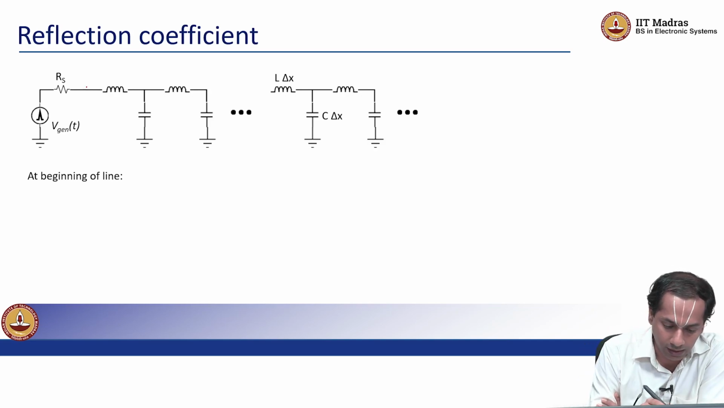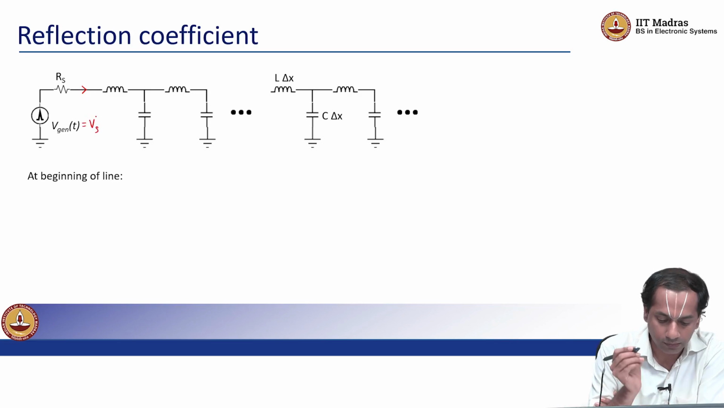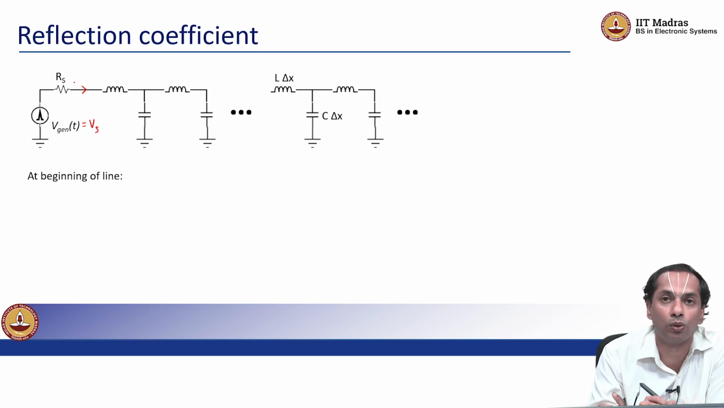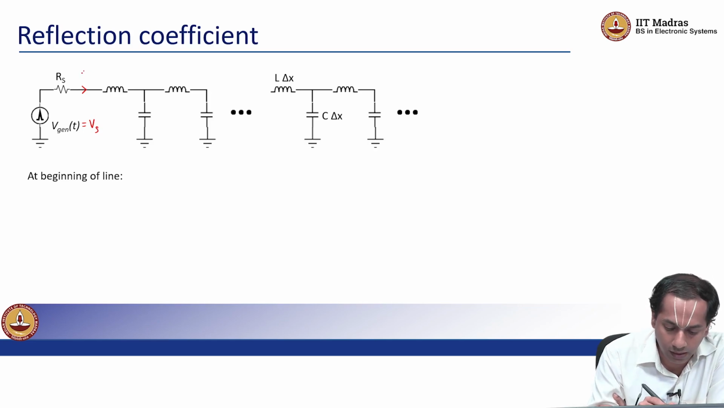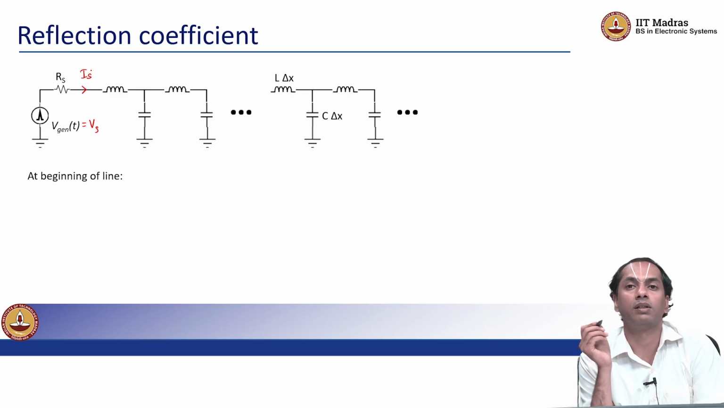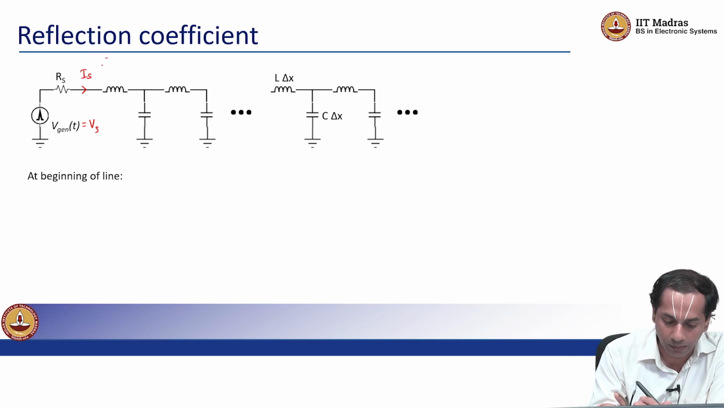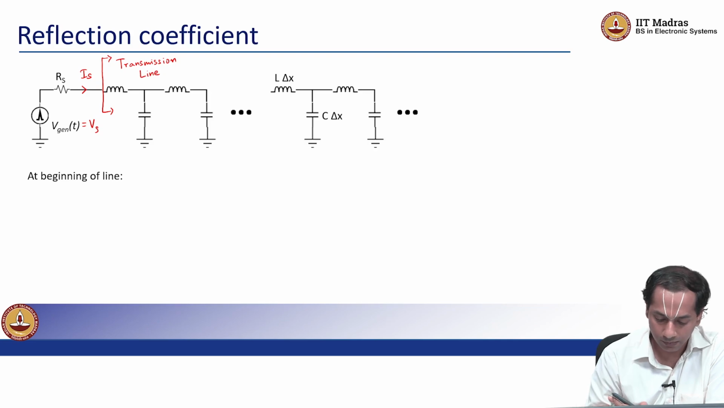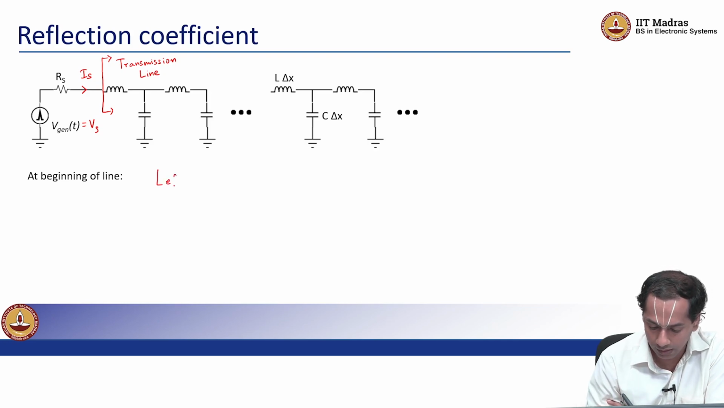So in this case, I can say that there is a source voltage Vs, which is a function of time. There is a source resistance Rs and a current Is on the left hand side this time, right? So the transmission line starts from the first inductor capacitor, right? So on the left, what do we have?